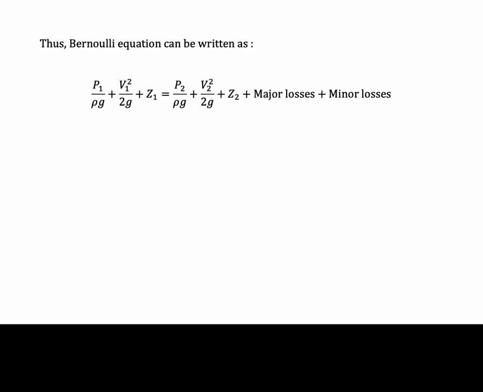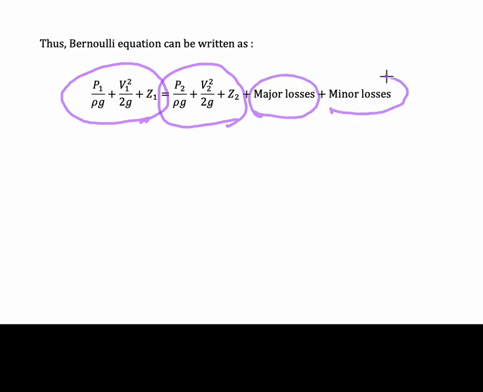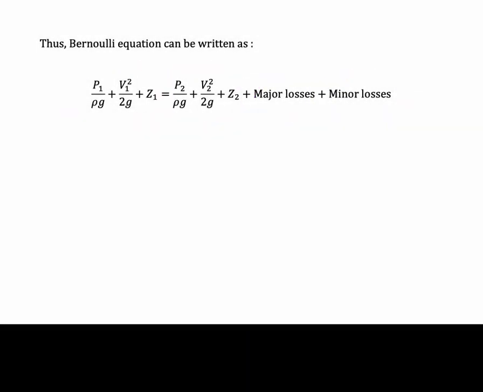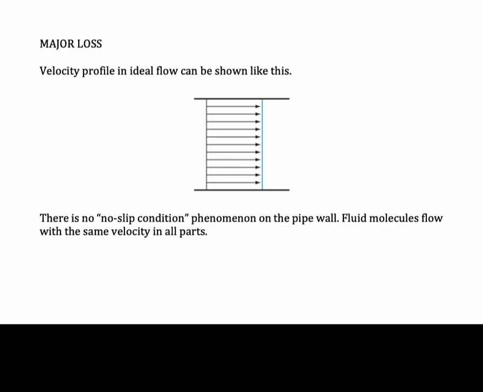Then we can expand the Bernoulli equation and write it like this. We have the energy at the inlet, which is equal to the energy at the outlet plus the minor losses here, plus the major losses here, and plus the minor losses here. Okay, we will discuss the major loss in detail.